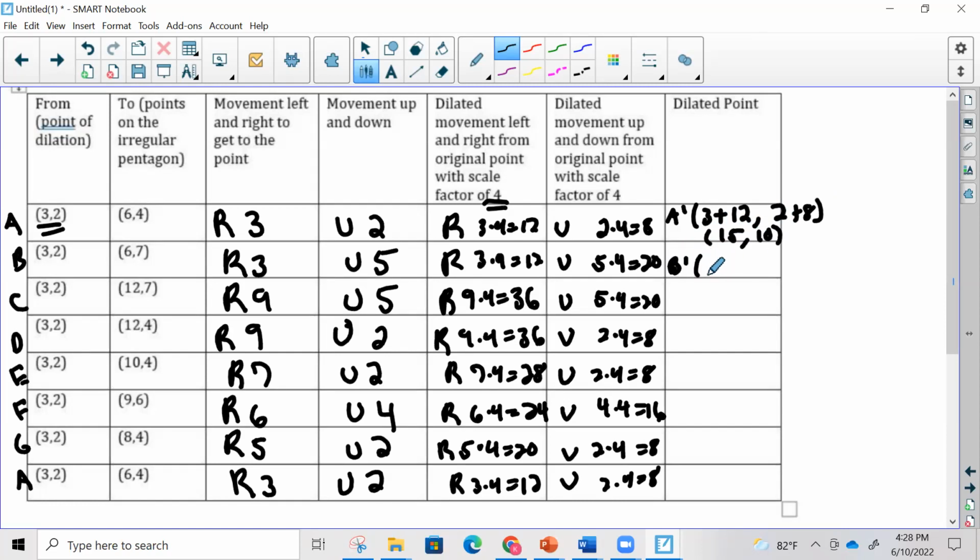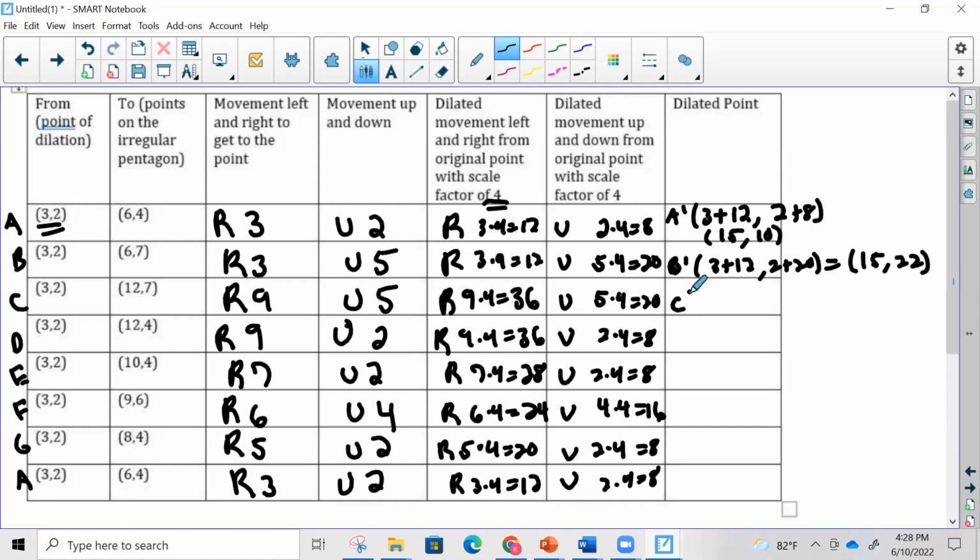Okay, so for B prime, I would be doing, again, the center. I'm always doing the center, 3 plus 12, because I'm moving 12 right after the dilation, and 2 plus 20, because I'm moving 20 up. And so that's 15, 22.